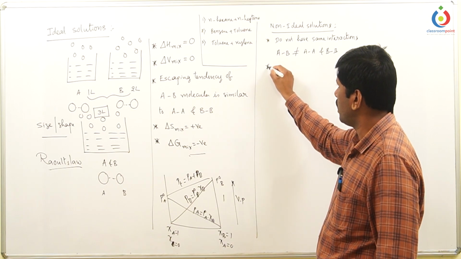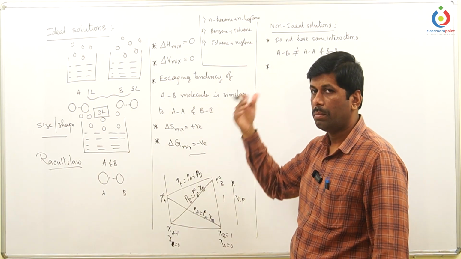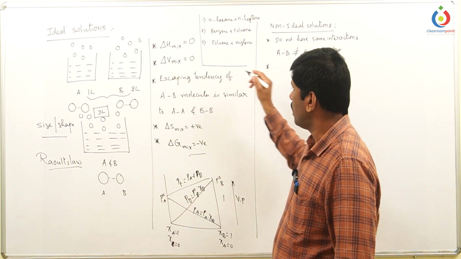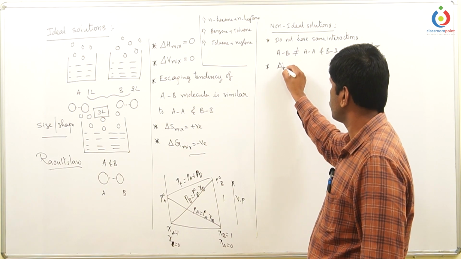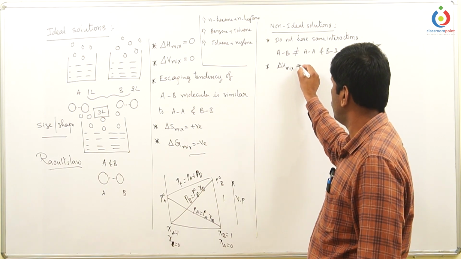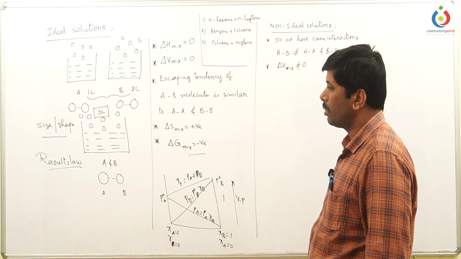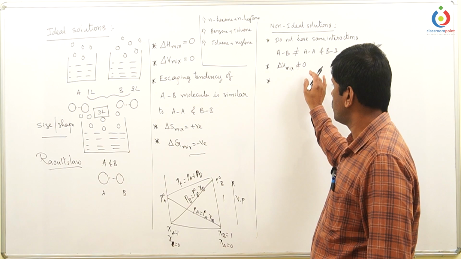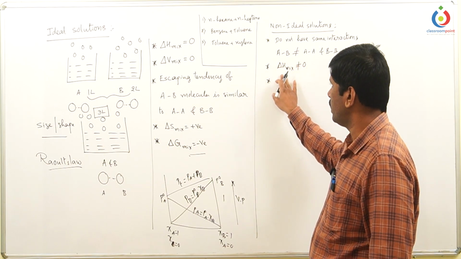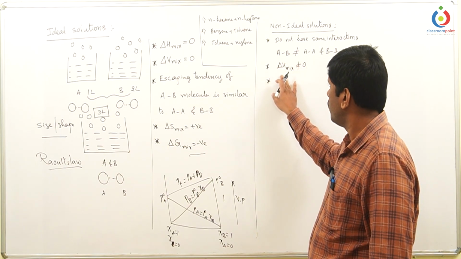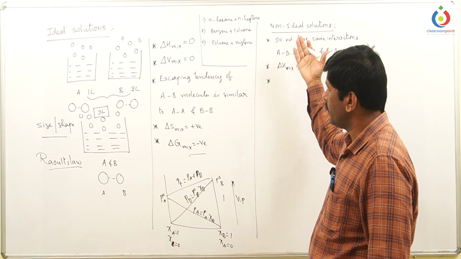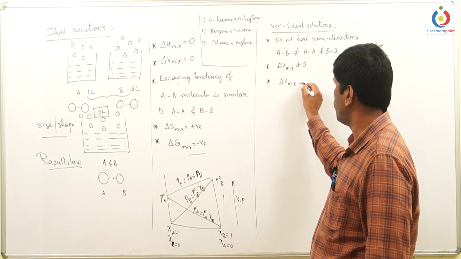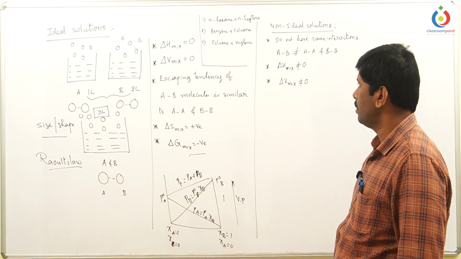Once interactions are not equal, automatically there shall be some loss of energy or some gain of energy. That's why delta H mixing, by mixing the liquids, is not equal to 0. It could be a positive value or a negative value. When interactions are not the same, and sizes also are not the same, then automatically delta V mixing of the volume is not equal to 0.